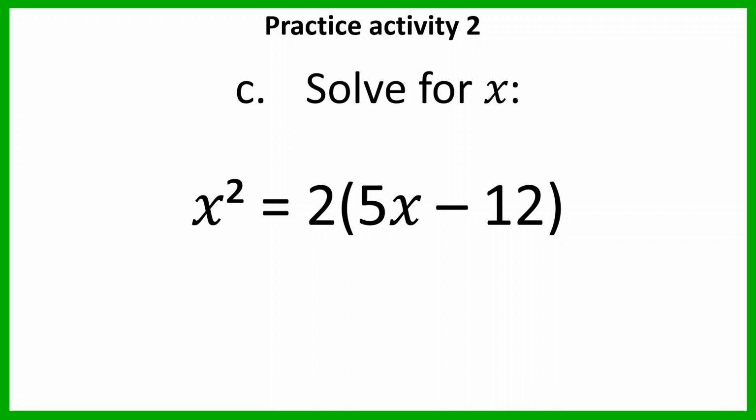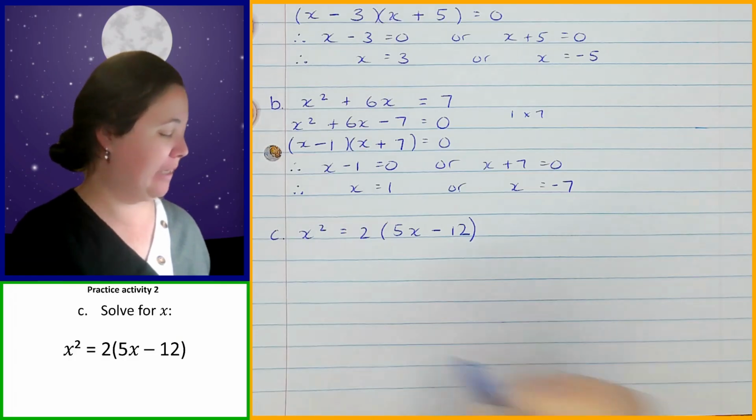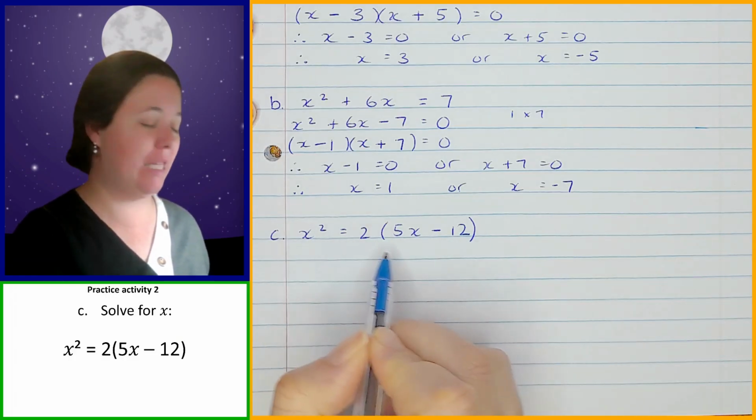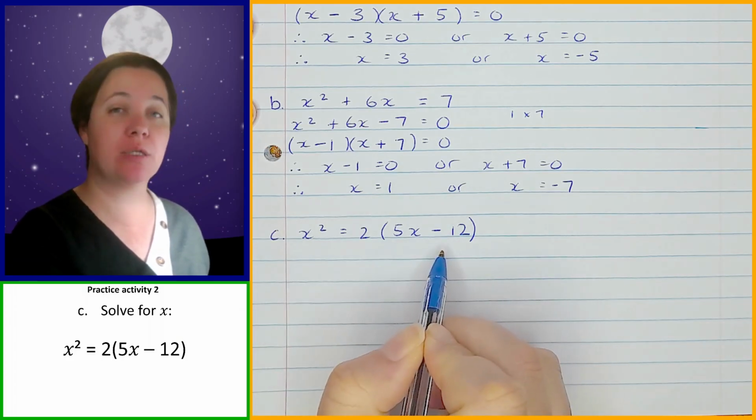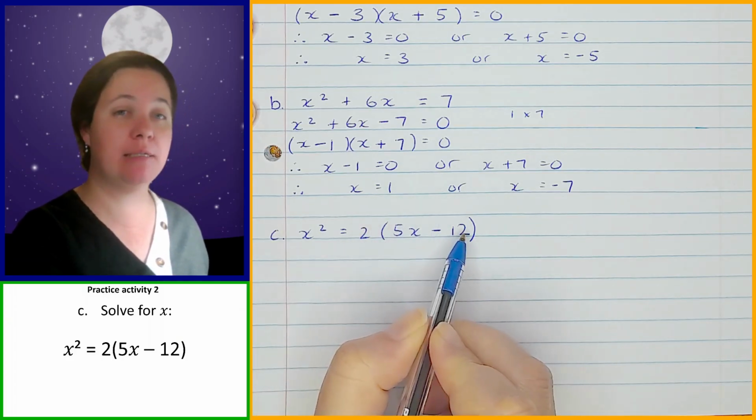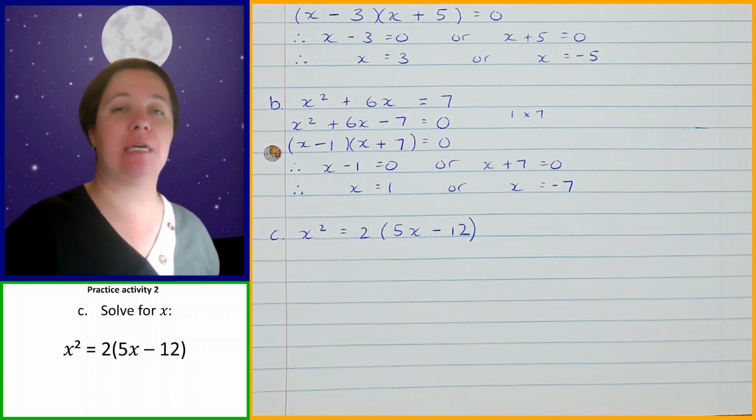Okay, so let's go through that question. Over here, I've got x squared equal to 2, and then in brackets, 5x minus 12. The first thing we're going to have to do in this question is multiply out these brackets. Then we can start moving things to the right side and so on.